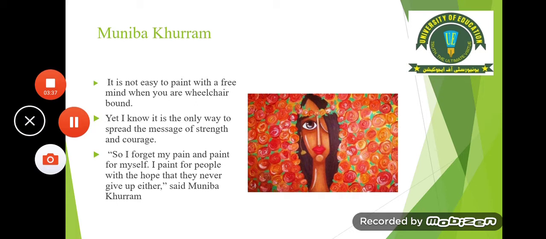So basically, she used to talk about woman empowerment, and this is the theme which she used to believe in. She used to say, "So I forget my pain and paint for myself. I paint for people with the hope that they never give up either," said Muniba Khurram.